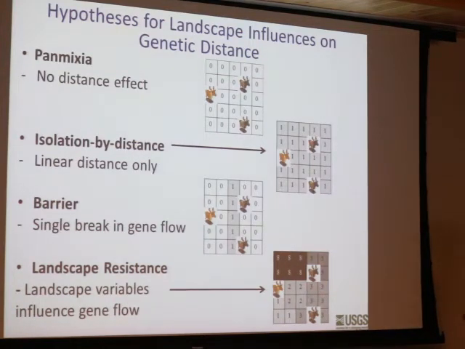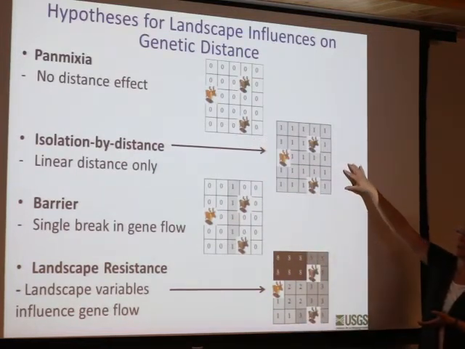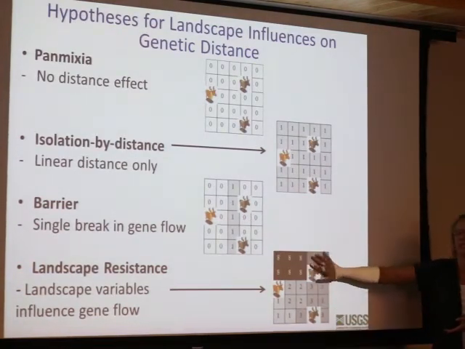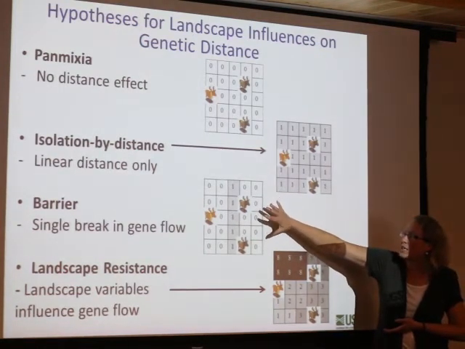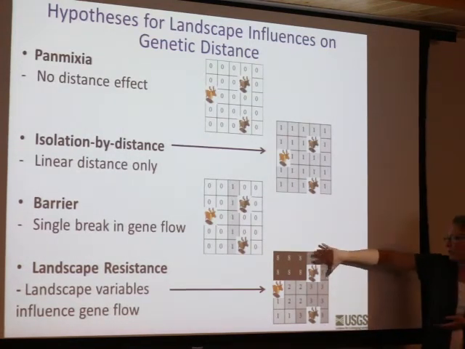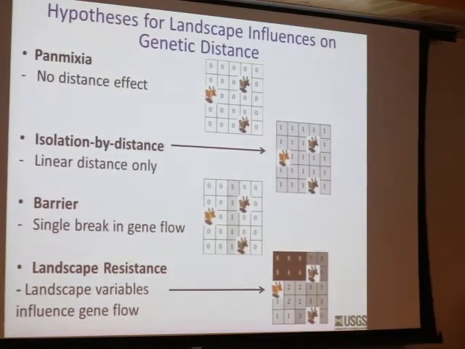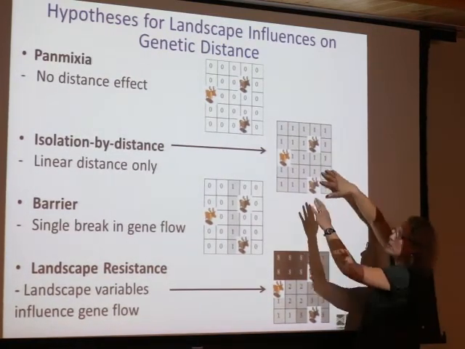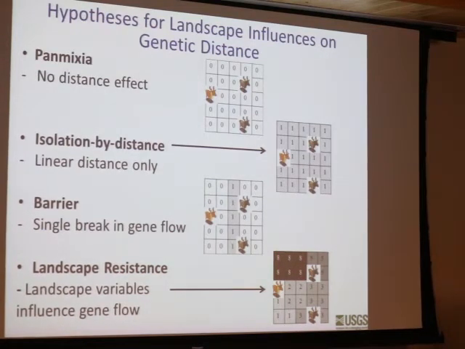The way these work is thinking about, first of all, there's no distance effect. You might have isolation by distance. You could have a barrier, or you could have landscape resistance of the type I've been showing you. This barrier idea is really a subset of the landscape resistance idea, so people refer to this as isolation by resistance as well. As you're reading the literature, you might come across that. Basically, how different are individuals and how is that influenced by the landscape? It's trying to tie those together.